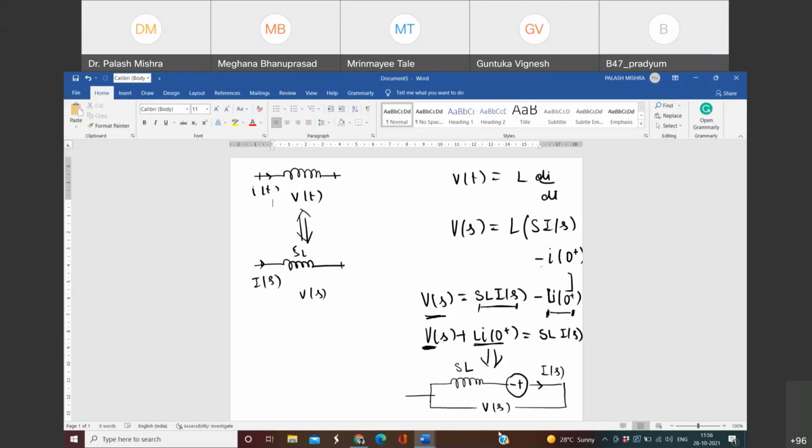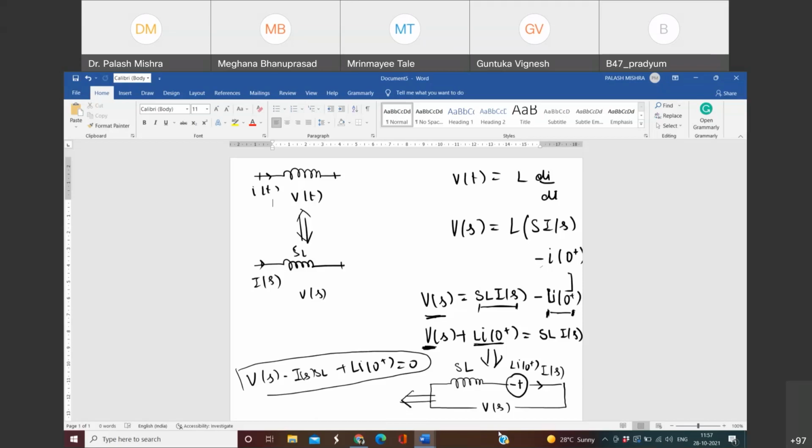Can you write the KVL equation for this? So it is Vs minus Is times SL plus L times I(0+) equals 0. Is this correct or not? The KVL equation for this loop? This is L times I(0+). Please understand it very carefully.